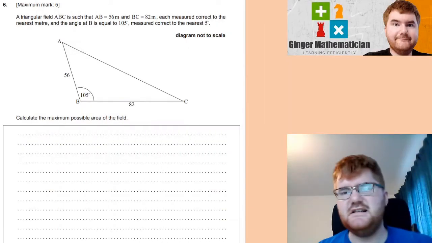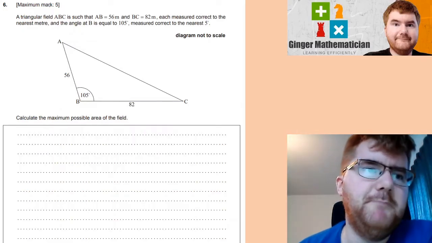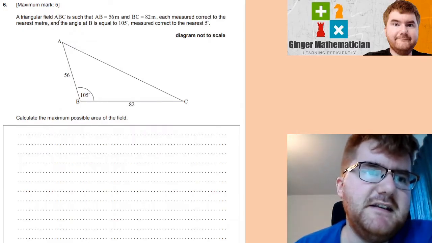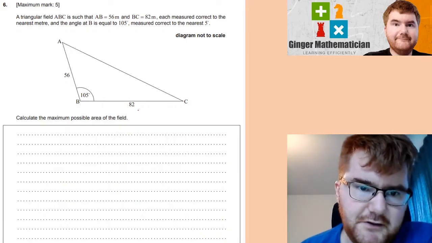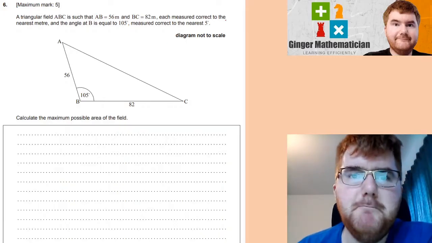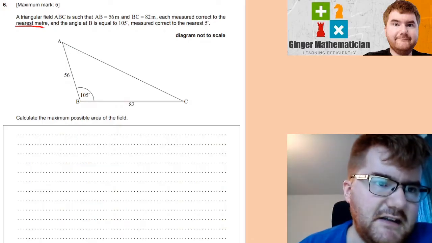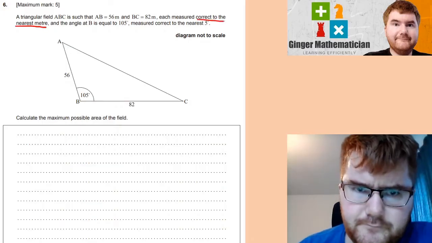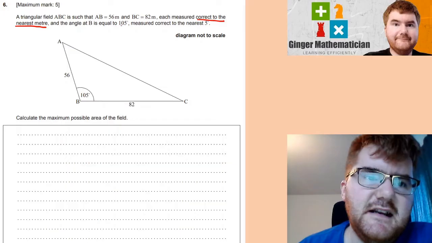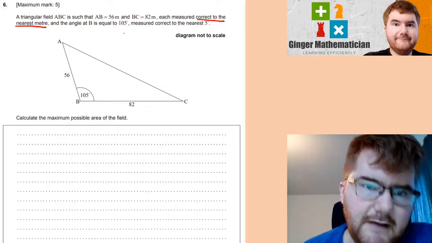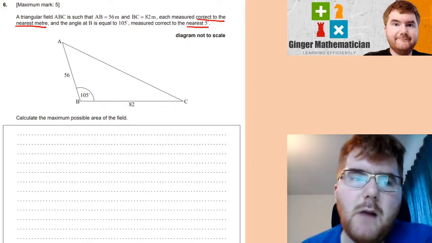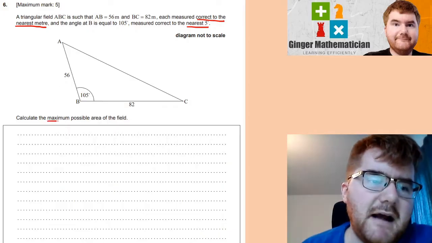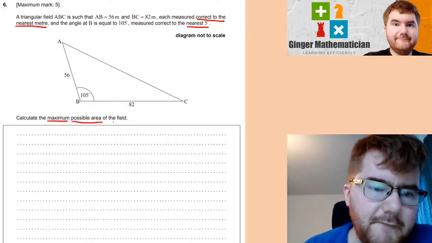Okay, question 6 is a kind of sneaky question. So a triangular field ABC is such that AB is 56 meters, BC is 82, so given on the diagram, each measured correct to the nearest meter. That's really important. And the angle at B is equal to 105 degrees, given here, measured correct to the nearest 5 degrees. And what we're looking for here is the maximum possible area of the field.